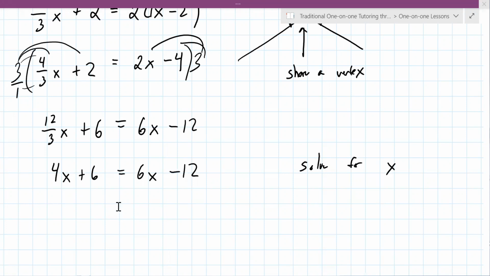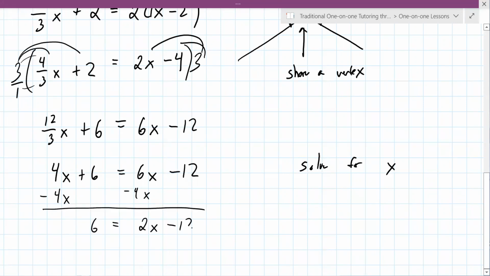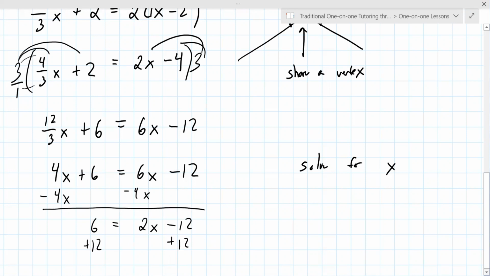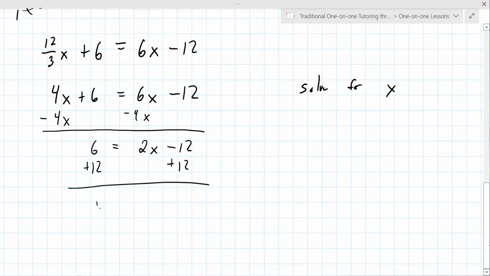Okay, you're very close here. We're going to subtract 4x from both sides. All right, 6 equals 2x minus 12. We're going to add 12 to both sides, so that's 18 equals 2x. Divide both sides by 2. So x equals positive 9.